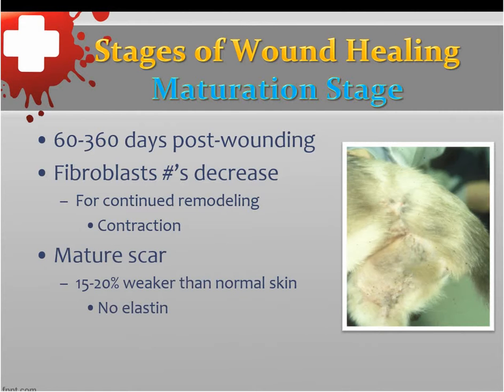Mature scars are about 15 to 20% weaker than normal skin. This is due to the fact that the body cannot replace elastin once it's lost in the skin, which is what gives it the flexibility and resilience of healthy skin.